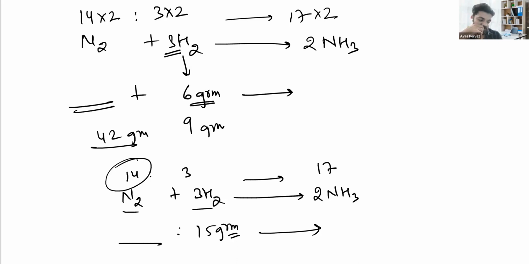Sir, can you repeat the question? If we are having 15 grams of hydrogen, the simplest ratio for reacting nitrogen and hydrogen is 14:3. For every 14 grams of nitrogen, 3 grams of hydrogen is required. You understood? Then tell me, if we have 15 grams of hydrogen, how many grams of nitrogen will be required?